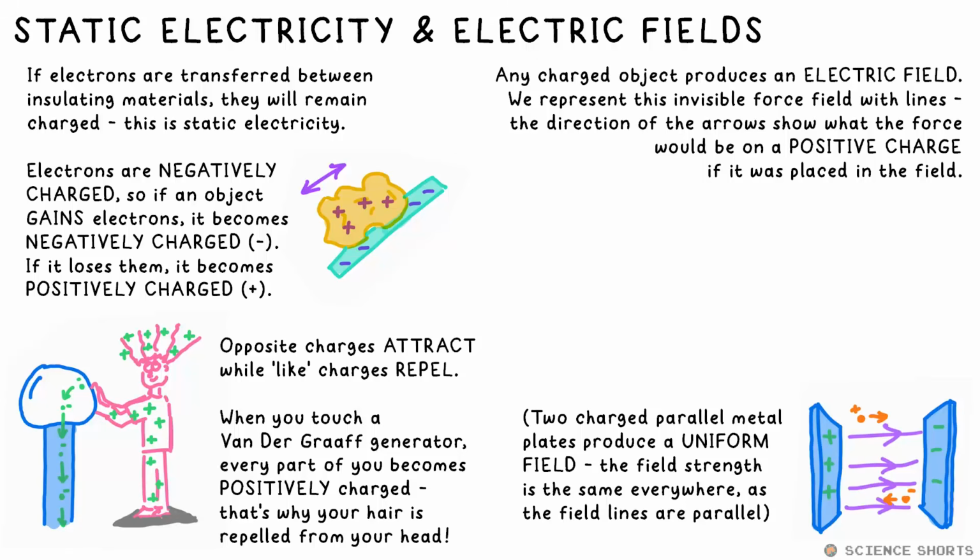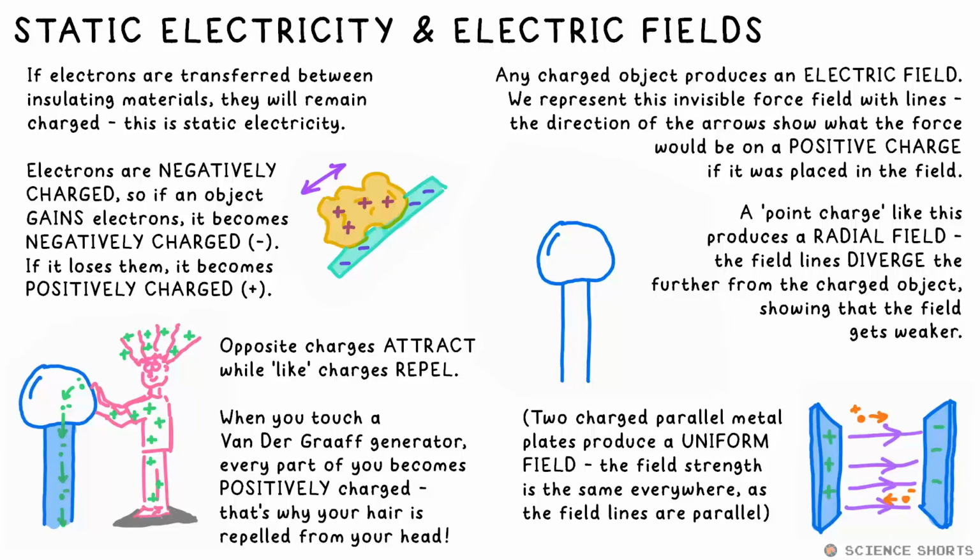If we put a negative charge, say an electron, in a field, it will move in the opposite direction to the field lines, which makes sense because it will be attracted to the positive object. The field between two parallel charged plates like we have here is called a uniform field because all of the field lines are parallel. This shows that the strength of the field is the same everywhere between the two plates. The electric field around one object, say our Van de Graaff here, is radial instead. The field lines are diverging, getting further apart the further you go from the ball.